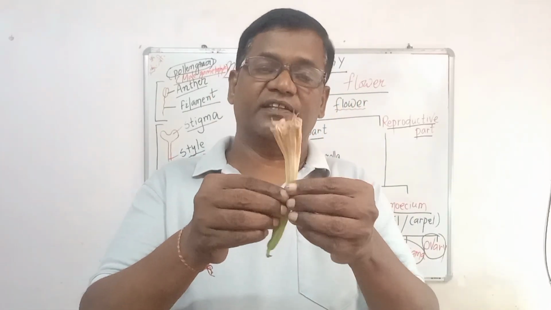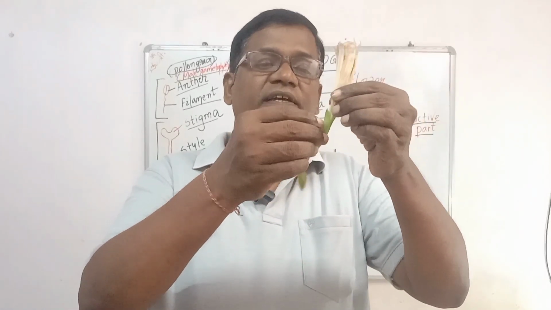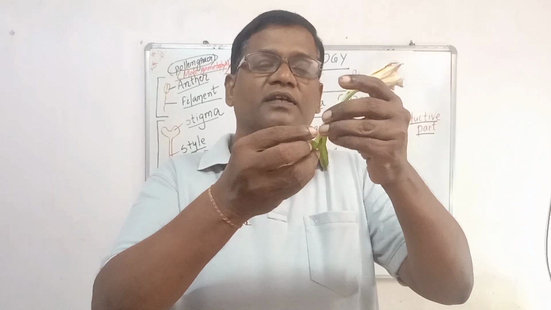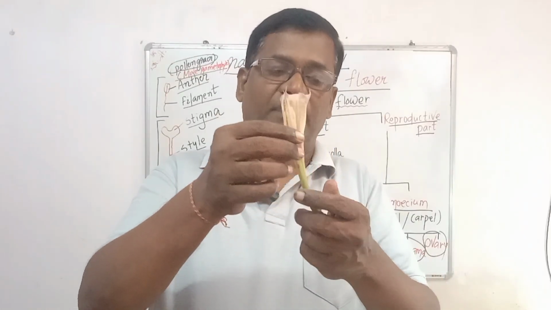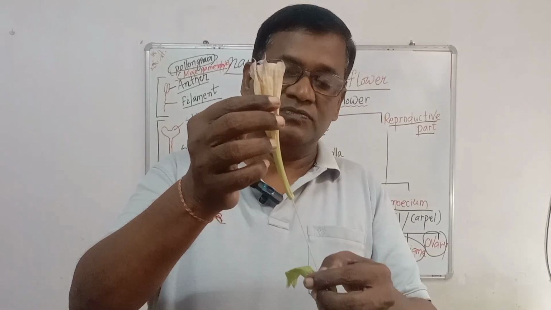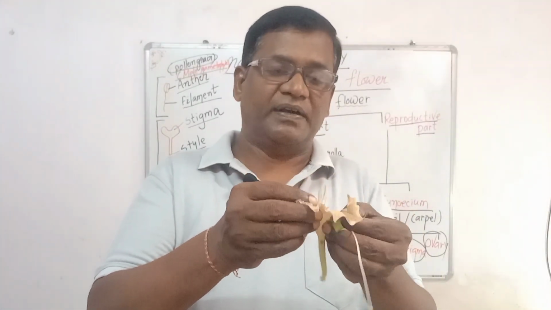Now I am taking another flower. It is called datura. This green part that I am taking out, see clearly, is called the sepal, and this white part is called the petal.